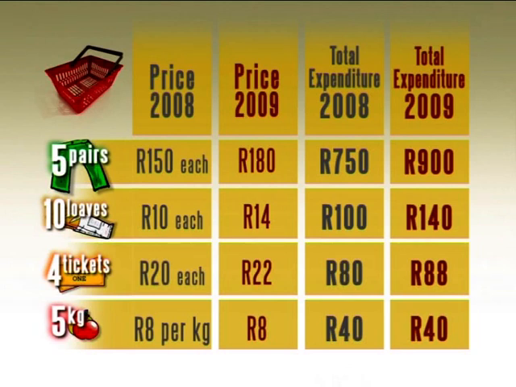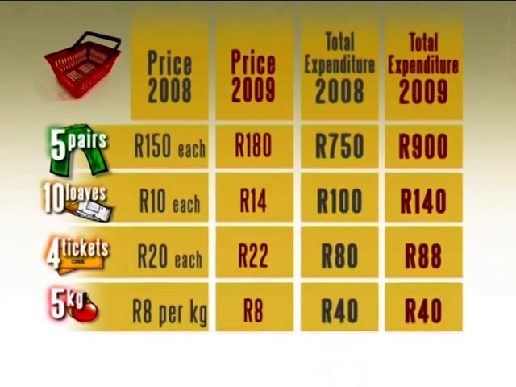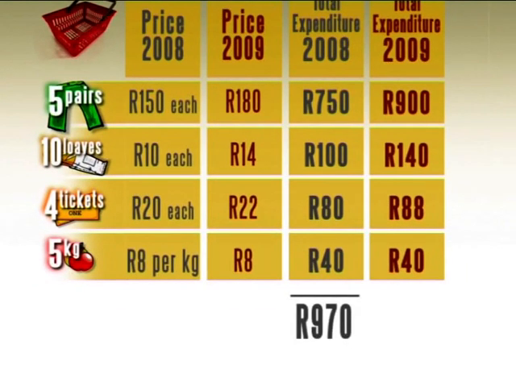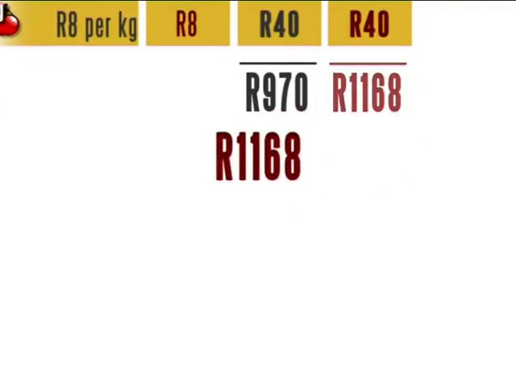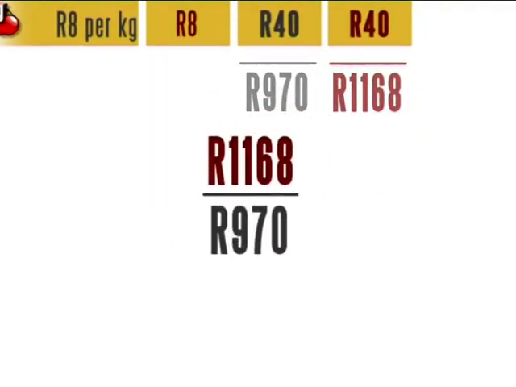In 2008, the basket of goods cost Joe 970 rand in total. In 2009, the same basket cost him 1,168 rand. The base year is 2008, and the index value is therefore 100. To calculate Joe's price index for 2009, we simply divide the price of the whole basket in 2009 by the price as it was in 2008, and then multiply by 100 to get an index.